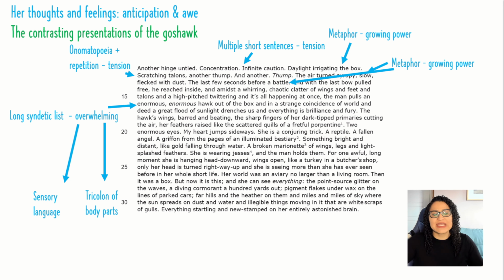You've then got the repetition and the italics in enormous hawk. Now, of course, the word enormous, very self-explanatory. It means it's really, really big.